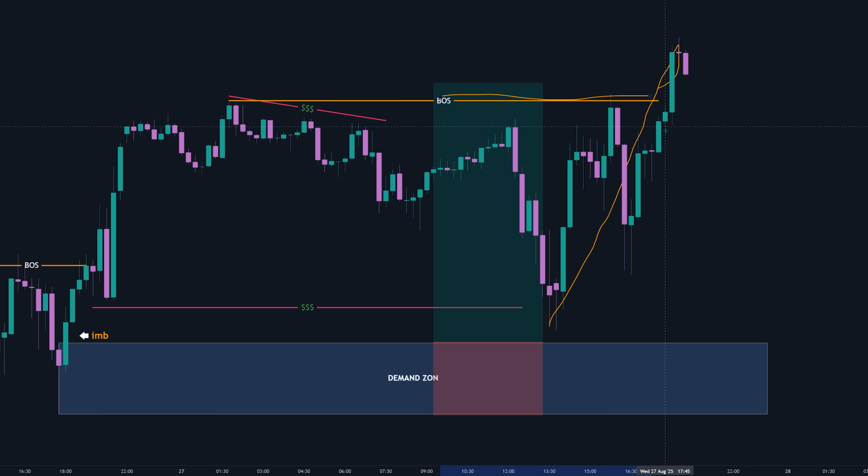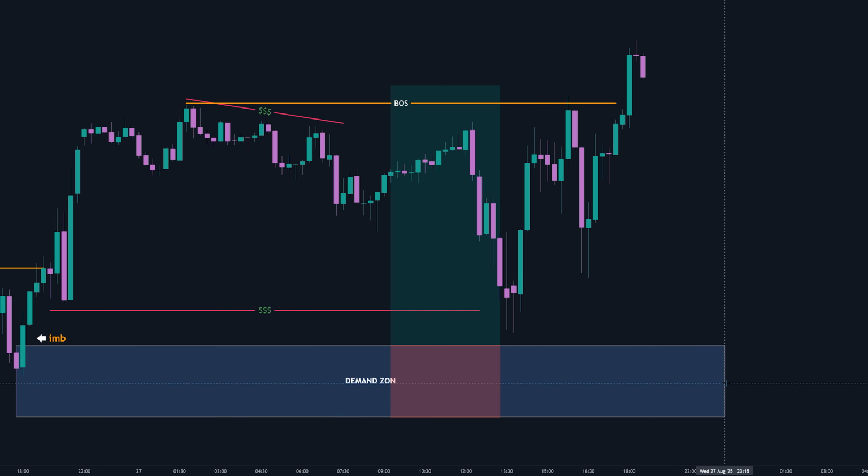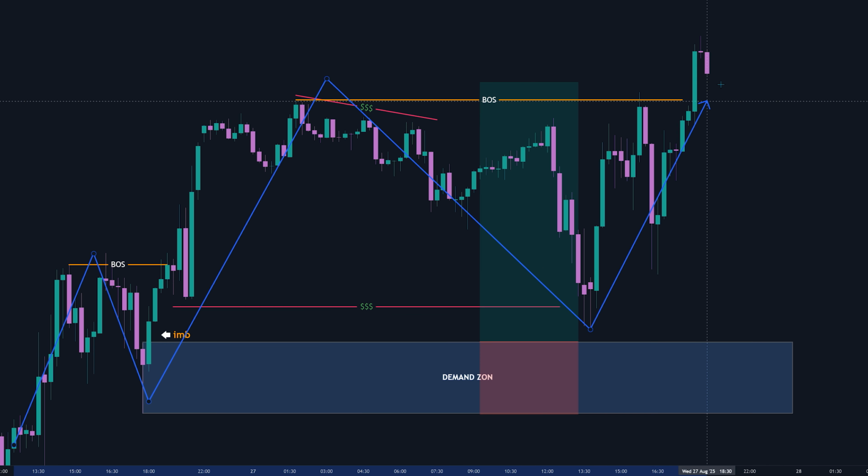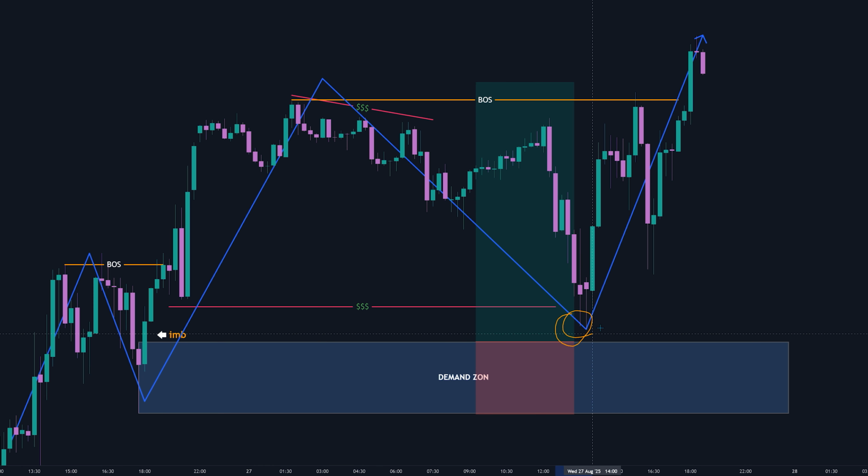Now this is where we need to reevaluate. If we look carefully, there's still an unmitigated demand zone sitting perfectly below. And since the overall structure is still bullish, we can treat the recent low as our new reference point. After this impulsive break of structure, that's the low we'll watch.